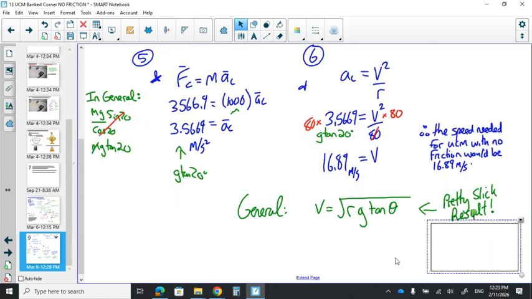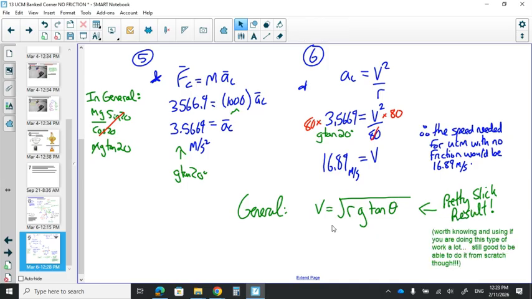The ideal speed you need: literally just ask, what's the radius? What planet are we on for the g value, of course? 9.8 for the Earth. And what's the angle of the ramp? Root that product, and you've got the speed that you need.